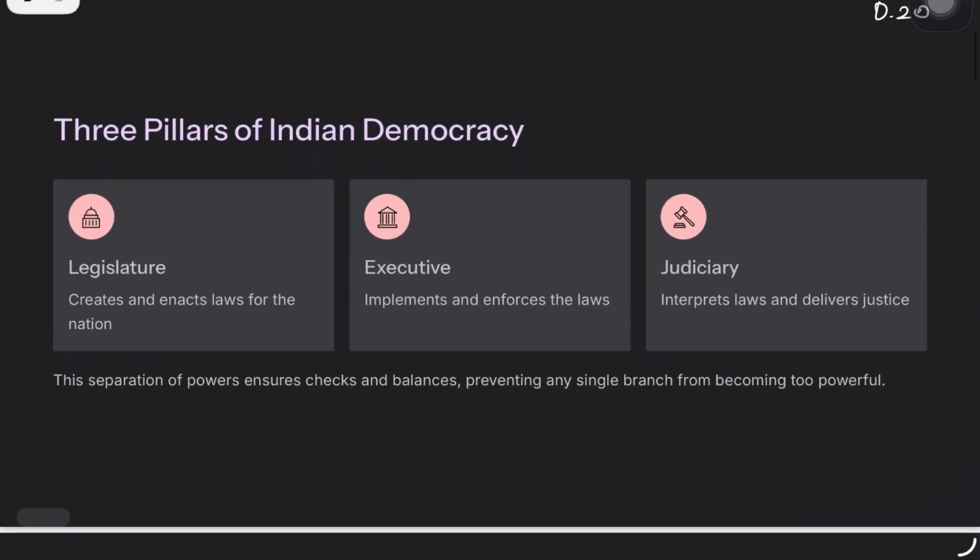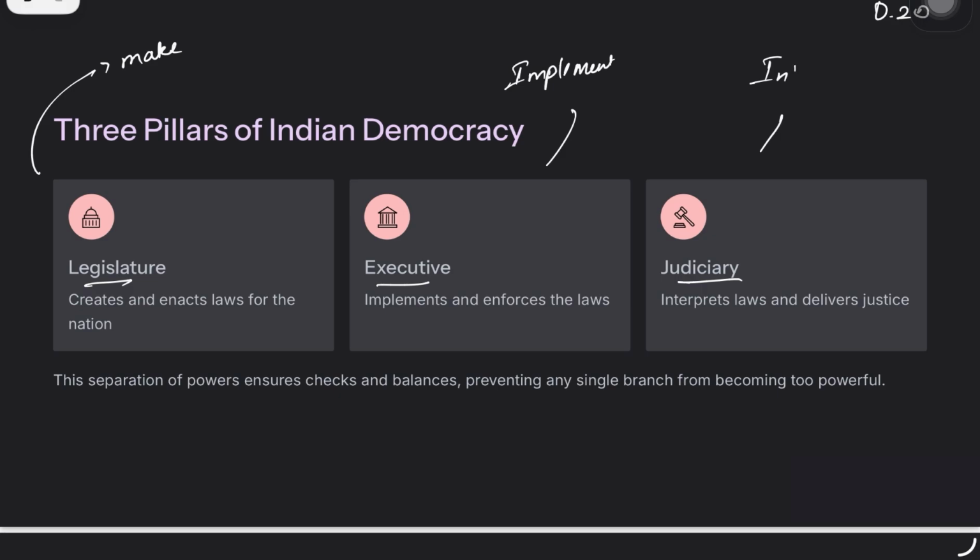The legislature, executive, and judiciary. Legislature is the one that makes the law, and executive is the one that implements the law, and the judiciary is the branch that interprets the laws made by the legislature.